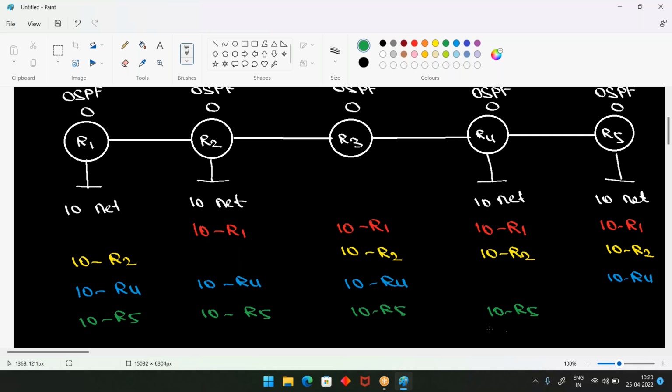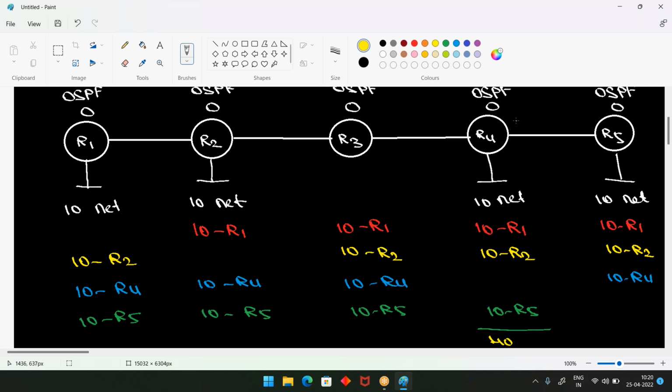In the R4 router, there are a total of 40 networks available. 40 networks are there here now. But check this. Assume this R4 router here.